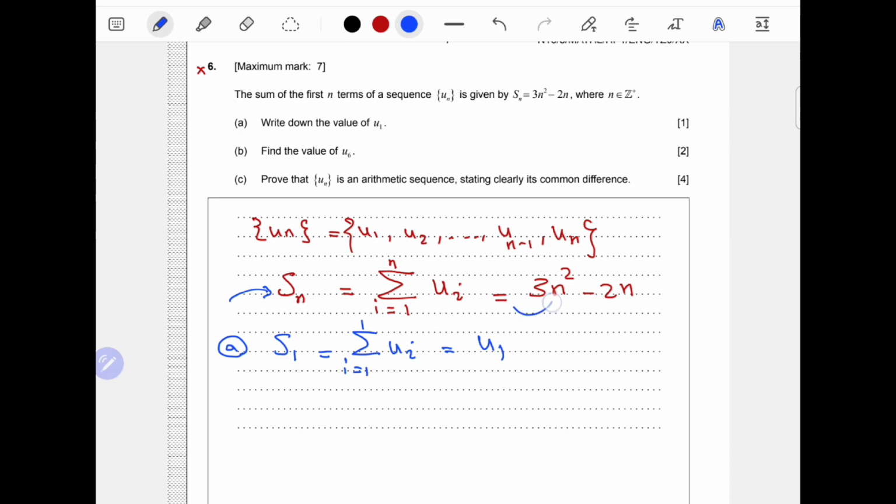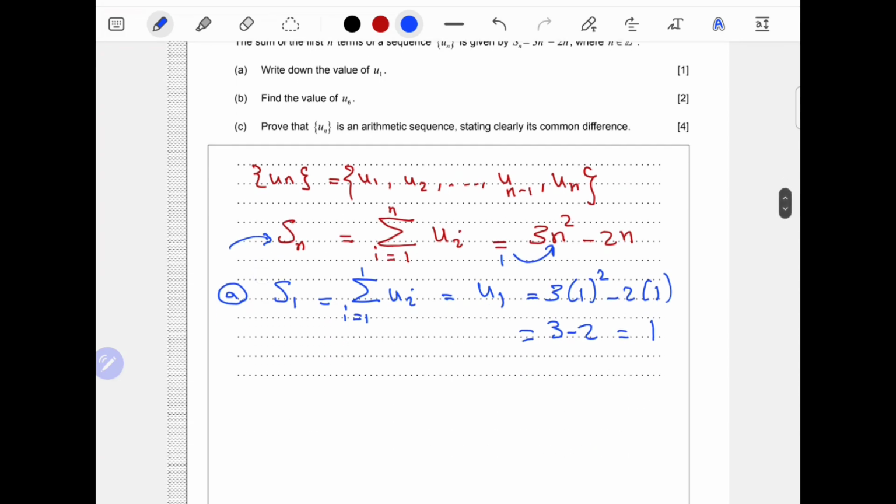And then substitute 1 in here, you will get 3 times 1 squared minus 2 times 1. Now this is equal to 3 minus 2, which is equal to 1. So u1, the first term of the sequence, u1 equal to 1. Part B, it's asking to find u6.